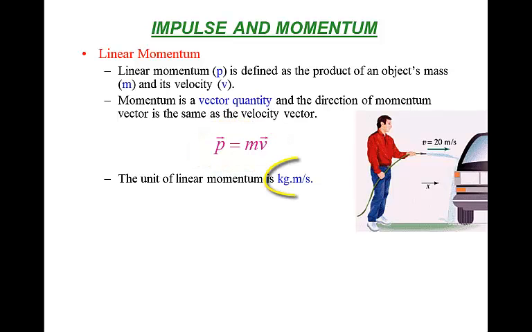The SI unit for the momentum is kilograms times meters per second. You can easily derive it from the expression. The mass has a unit of kilograms and the velocity a unit of meters per second.